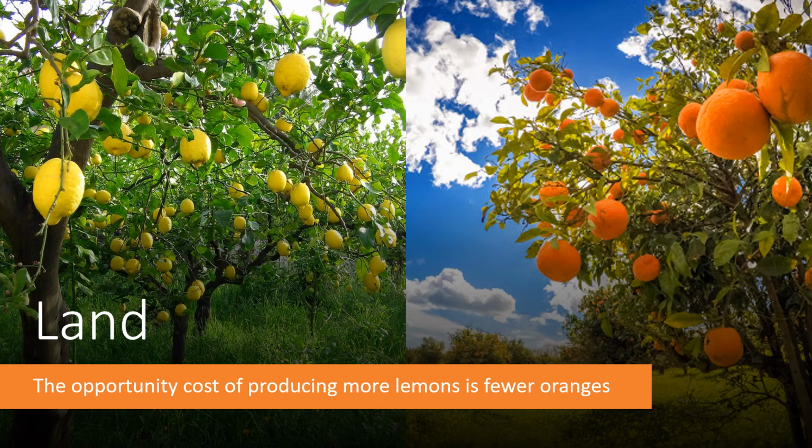The amount of factors of production at a firm's disposal is also finite at a particular moment in time. So imagine that you're a Sicilian fruit farmer. You own a certain acreage of land. The opportunity cost of you deciding to plant more lemon trees, to grow more lemons, is probably going to be fewer oranges, because you'll need to chop down some orange trees to create the land needed to plant more lemon trees.